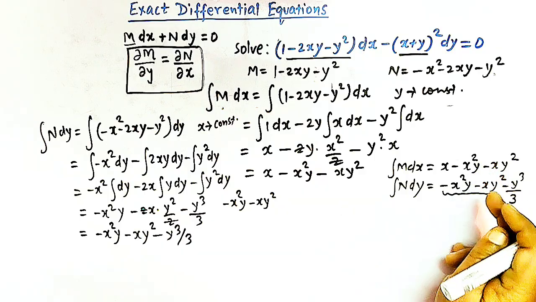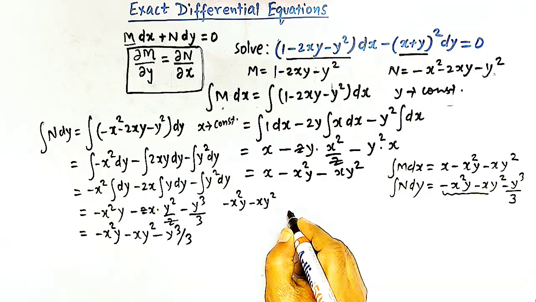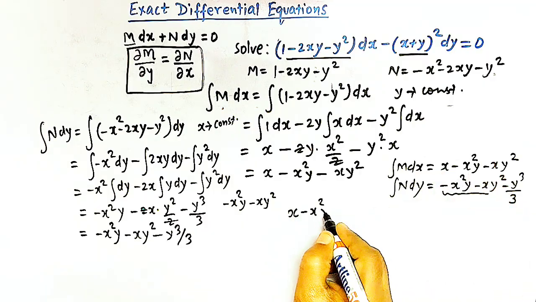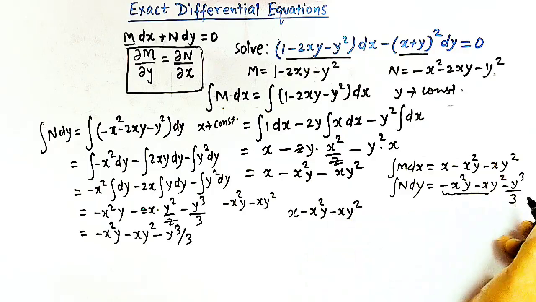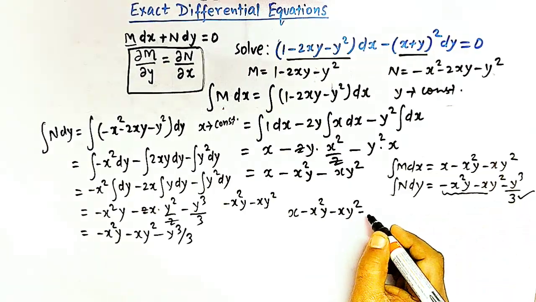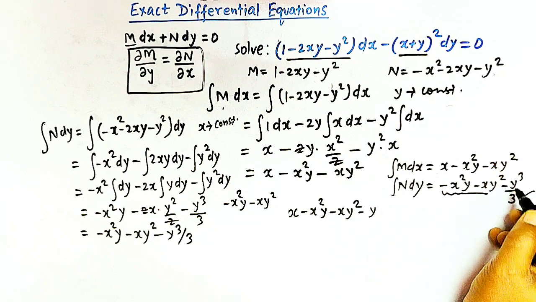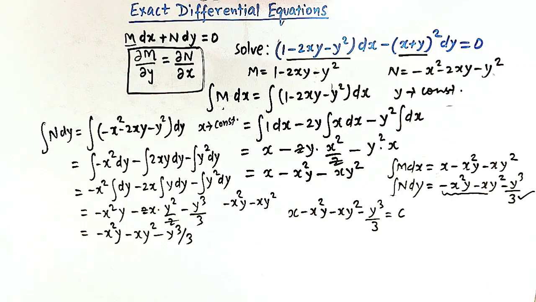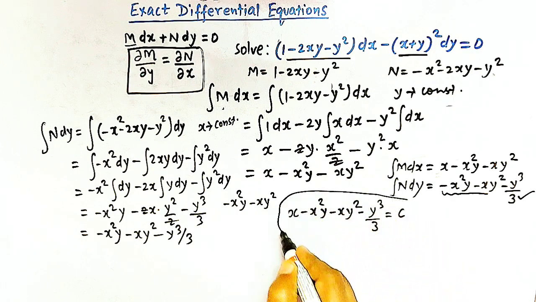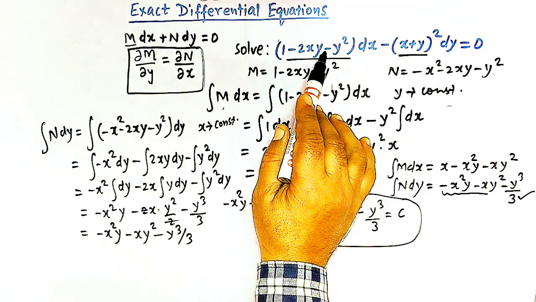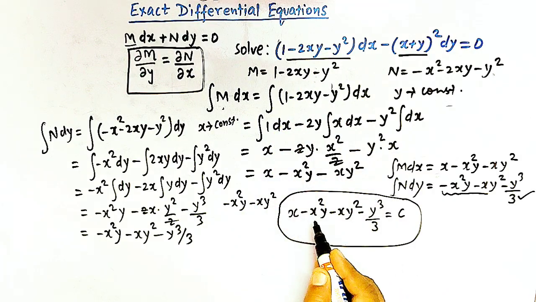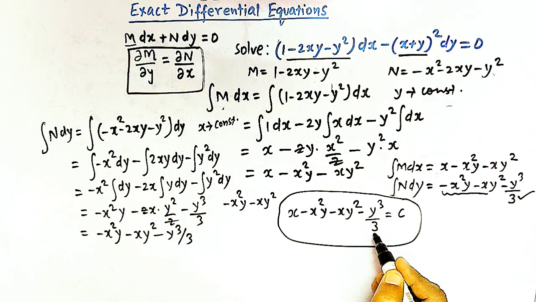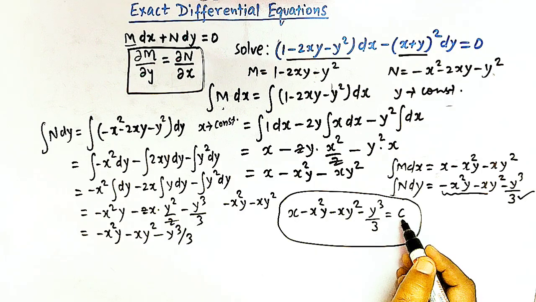So the general solution can now be obtained as: here we have x, then we have minus x square y minus xy square, and then we have this term, minus y cube over 3, is equal to c, where c is some arbitrary constant. So the general solution of this differential equation is given by x minus x square y minus xy square minus y cube over 3 is equal to c, right?